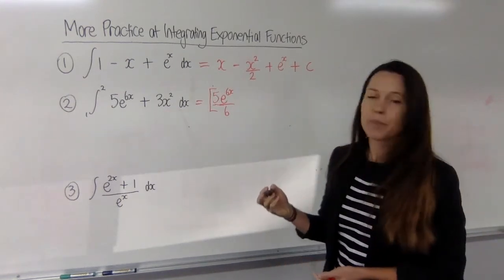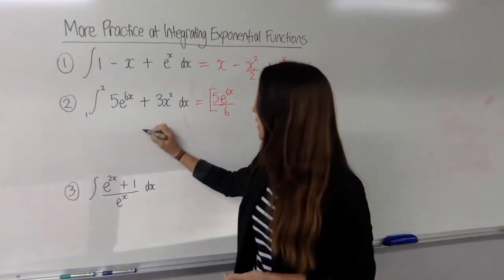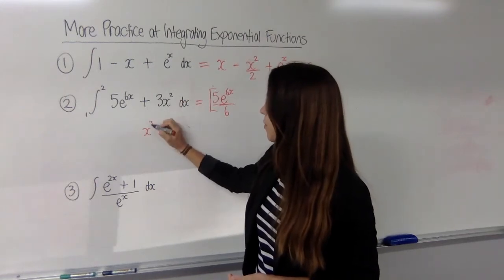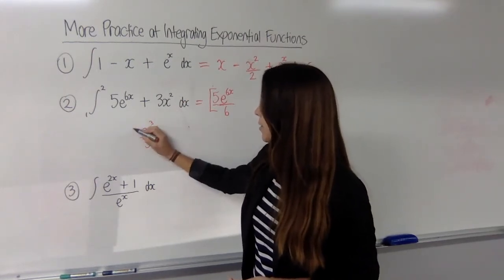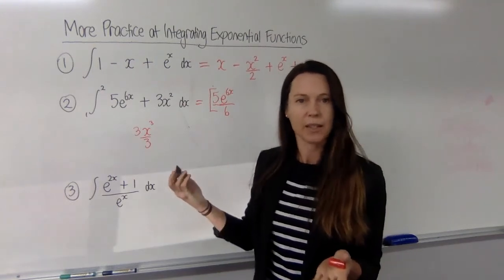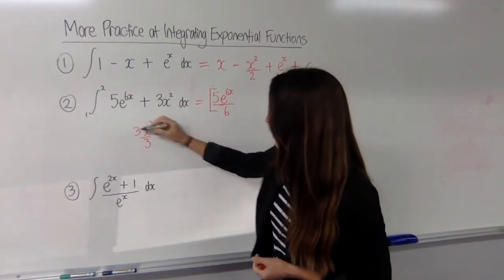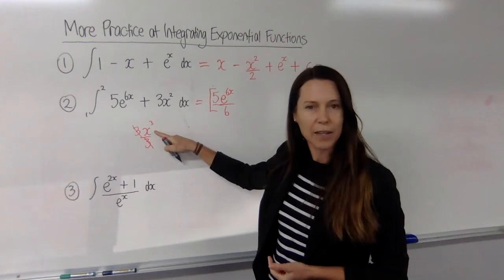Integrating this part, people have different methods. Some people will say automatically, let's just raise the power by 1 and divide by the new power, and the 3 stays there. This is correct, and it's totally fine. If that's your method, that's cool. The 3's will then cancel though, and you'll just have x cubed.